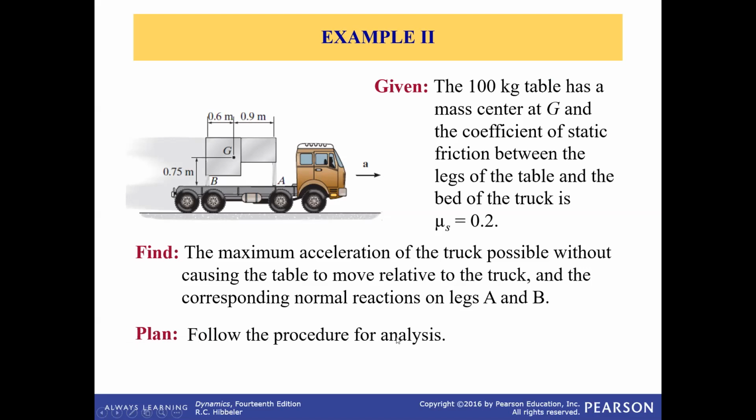Again, we'll be following the procedures for the analysis here. The table is sitting on the bed of the truck without relative motion. So if the truck has oscillation A, the table will also have oscillation A. It will be the maximum oscillation, so the two don't have relative motion with respect to each other, and then we'll have NA and NB. In this case, I'm looking for three unknowns: the oscillation, NA, and NB. So you probably realize that you need three equations.